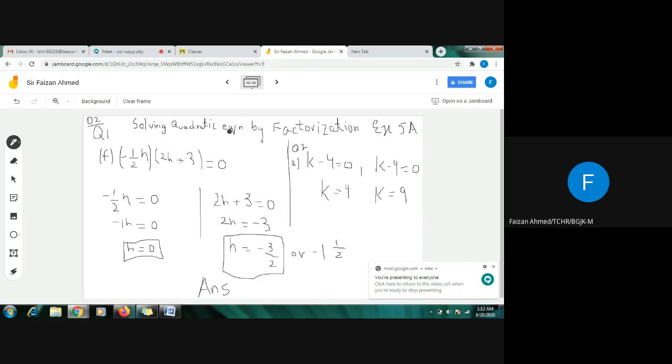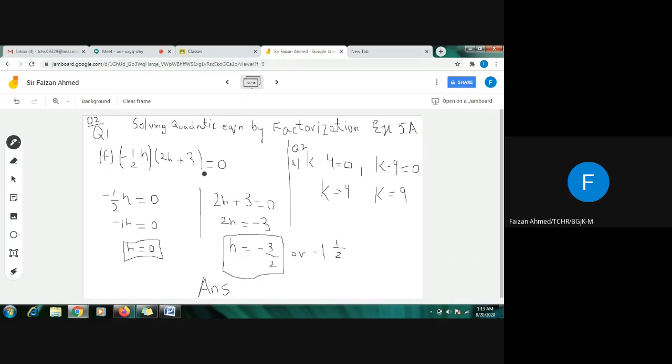This is basically D2 chapter number 5. This is exercise 5A question number 1 part F. In this question we have to factorize the question and apply the zero property over here. The question is half h and then 2h plus 3 equals 0.